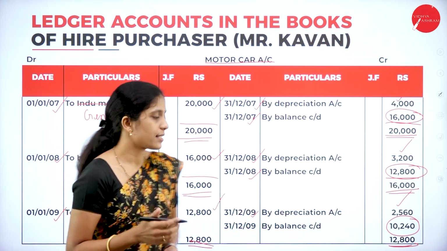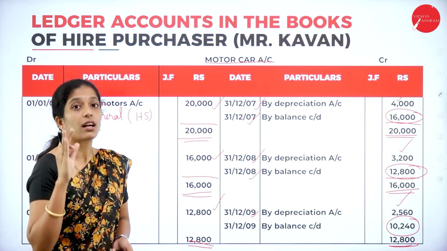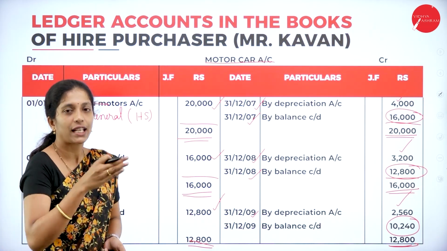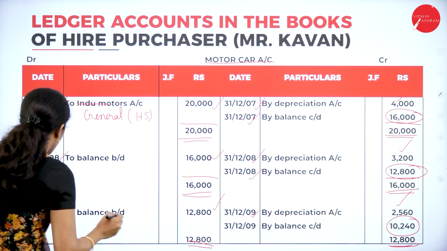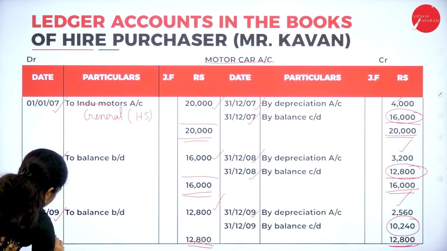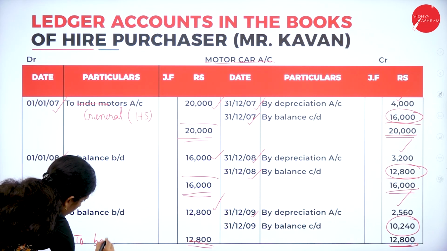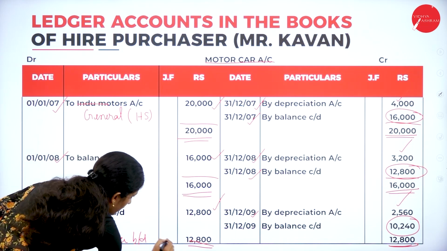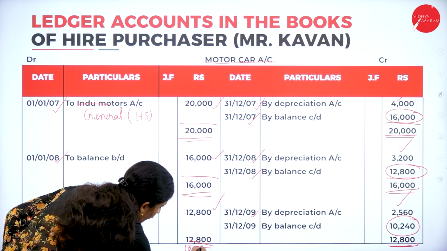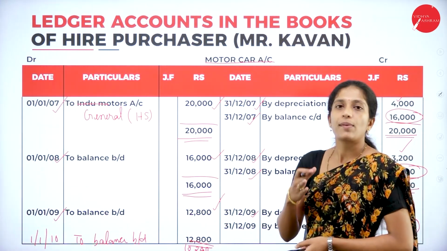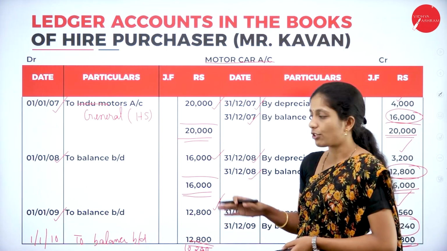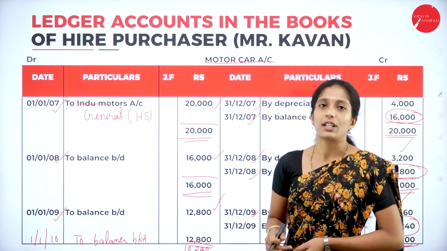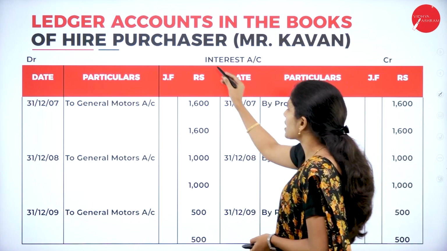They have asked us to prepare the depreciation account only for the 3 years. If it were for the 4th year, then that balance would continue and we would calculate the depreciation for the 4th year also. Now we have to bring down that balance, that is 1/1/10, to balance brought down. What is the amount you have to bring down? It is 10,240. This is for the next year. Now we will wind up this motor car account. You have to bring down the balance and we shall wind up, because we were asked to prepare ledger accounts only for the 3 years. Now come to the interest account.